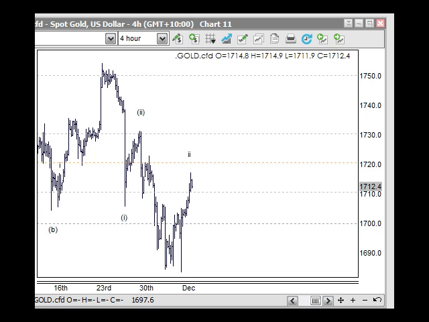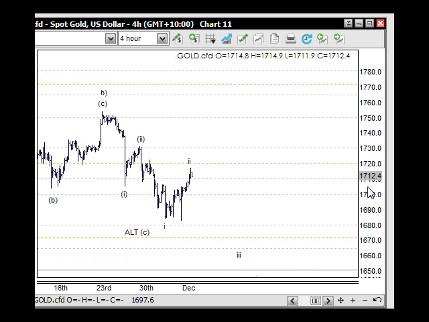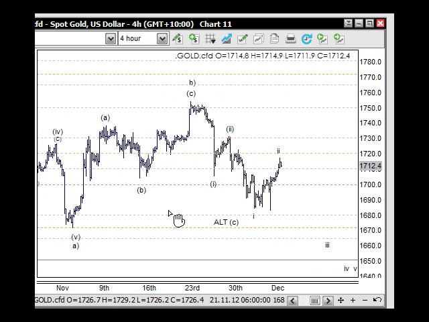The gold market as well. There's a couple of ways to count the gold market. It's a little bit sort of tricky.